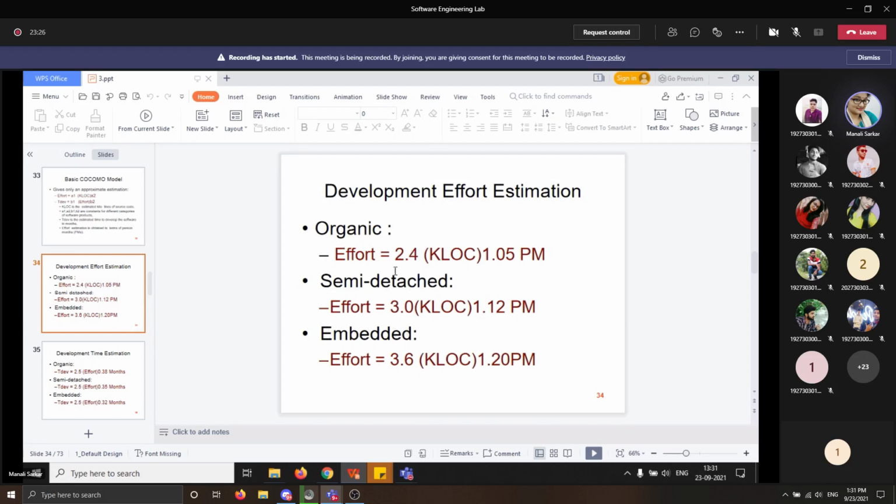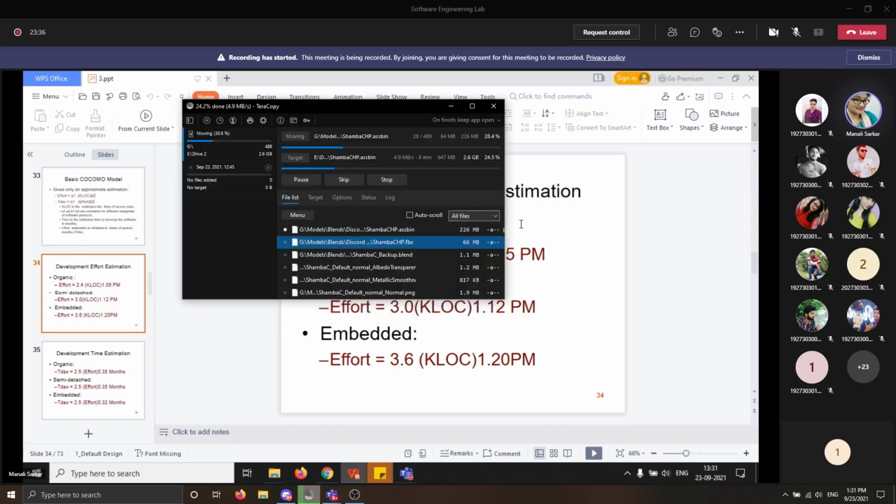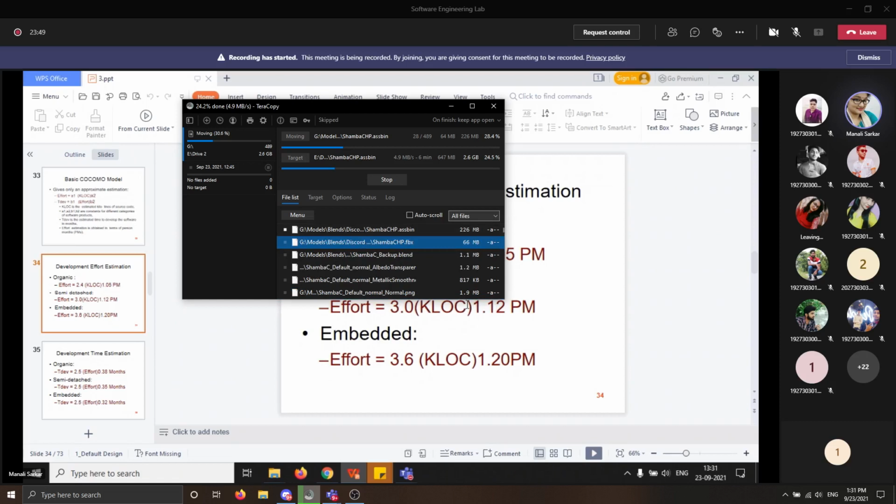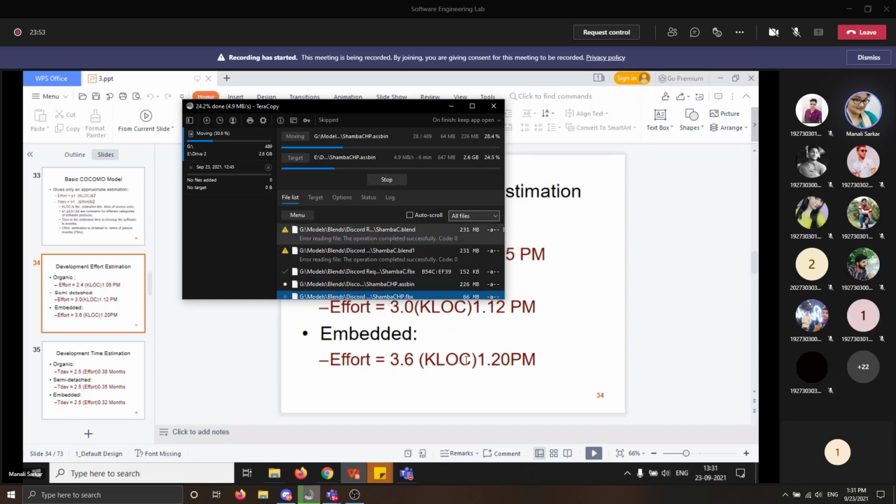We know the formula: A1 KLOC to the power A2. So here A1 is 2.4, then KLOC, then to the power A2, and the A2 value is 1.05. Similarly, for semi-detached, A1 is 3.0, then KLOC to the power A2, that is 1.12. Then for embedded, effort is 3.6 KLOC to the power 1.20. In this way, it is given.